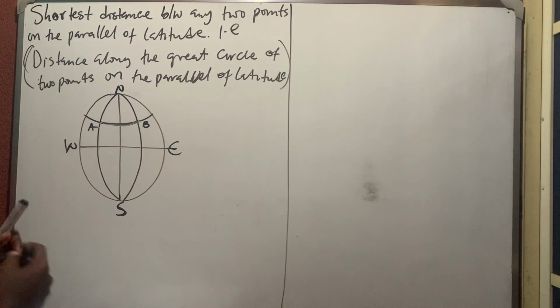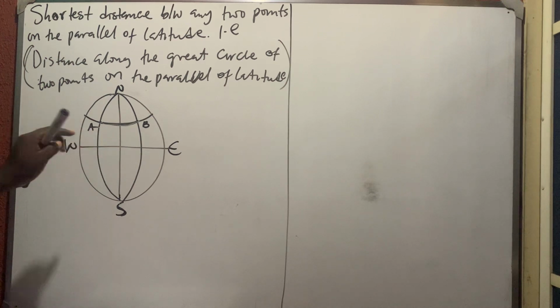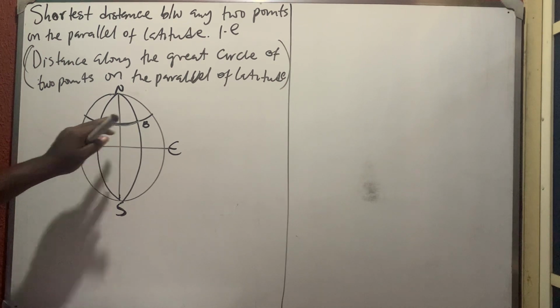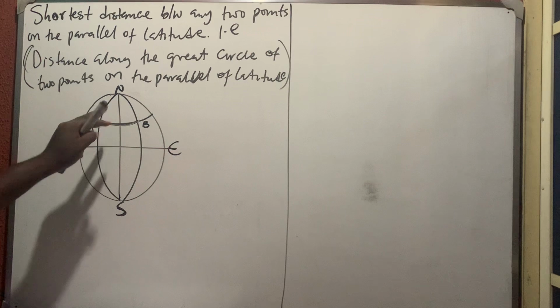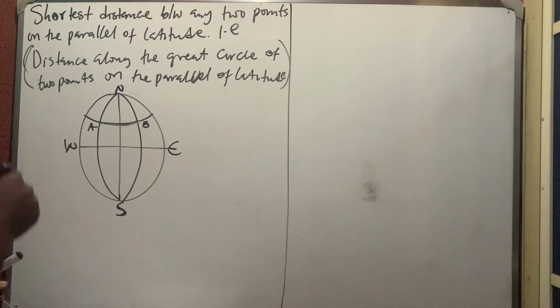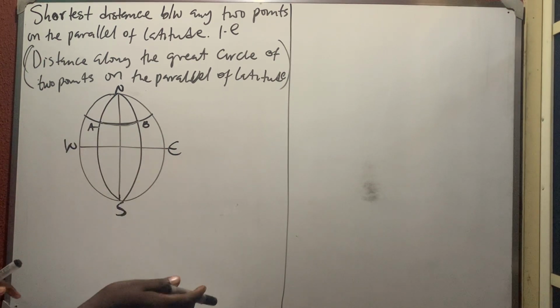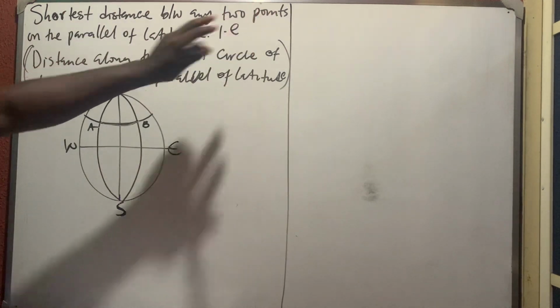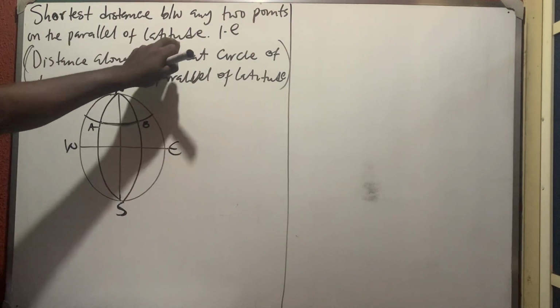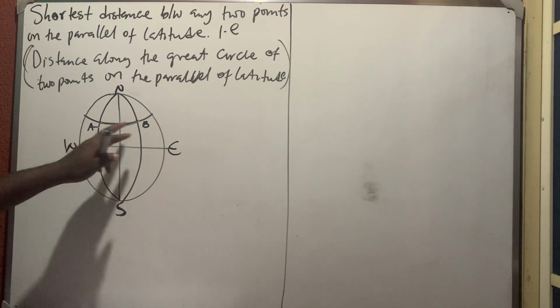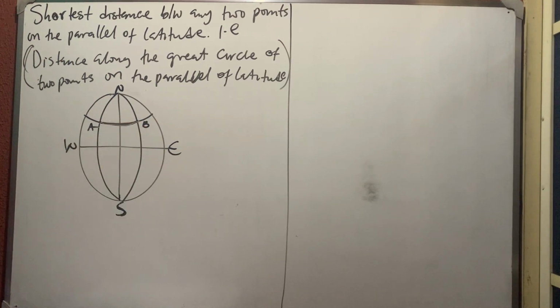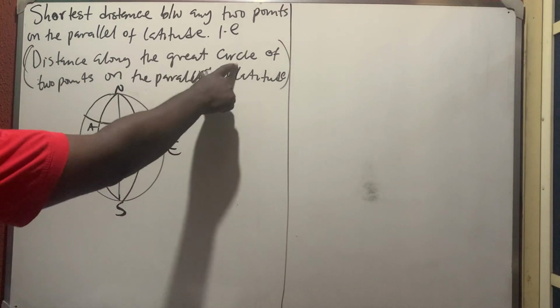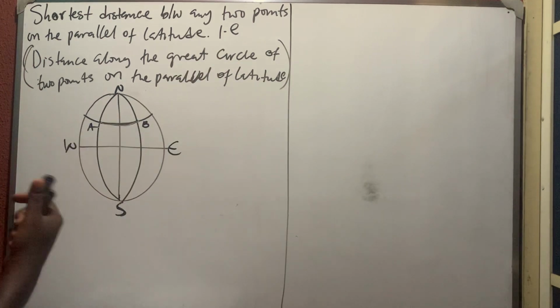But if you have something like this, where the distance between A and B is obviously on the small circle, and they are now telling you to find it on the great circle, it simply means they are asking you for the shortest distance between them. That is why the topic said shortest distance between any two points on the parallel line of latitude. Their distance must be on the latitude. But now they will not be asking you to find it on the great circle, or they will tell you to find the shortest distance.